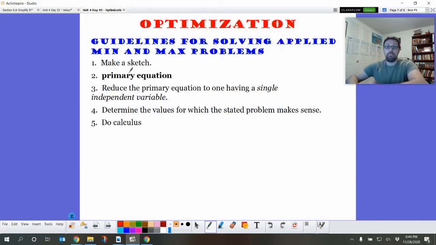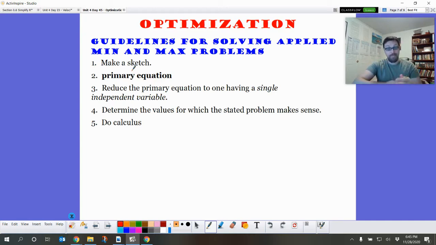Just in general, to remind you about optimization, make a sketch. I can't stress enough how important it is to make sketches. It really does help. It helps you create that primary equation. The primary equation isn't necessarily what you're going to take the derivative of. It just sets the stage so you know what you're trying to arrange, so you have some buckets to put things into. Then you want to reduce it so you only have a single variable.